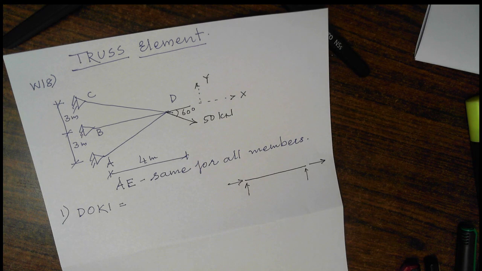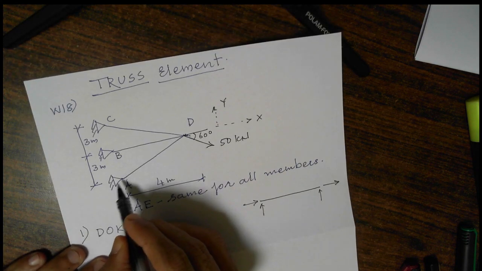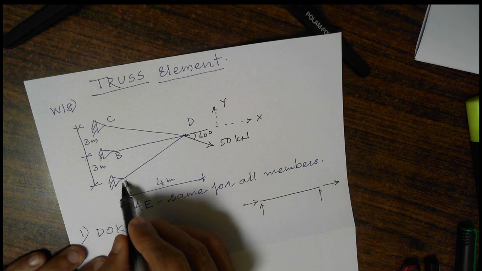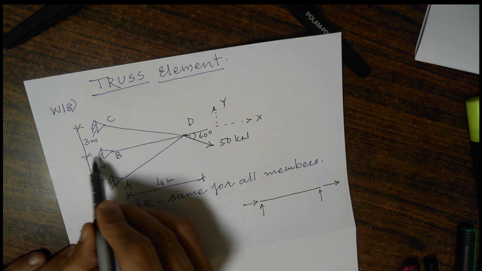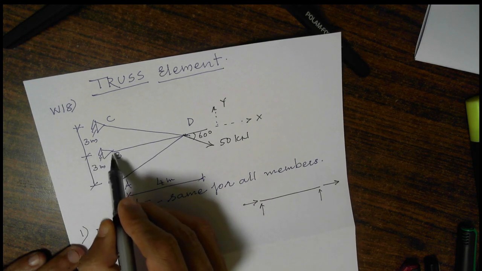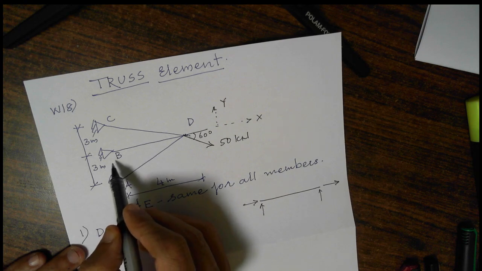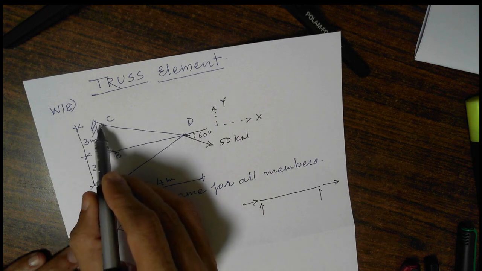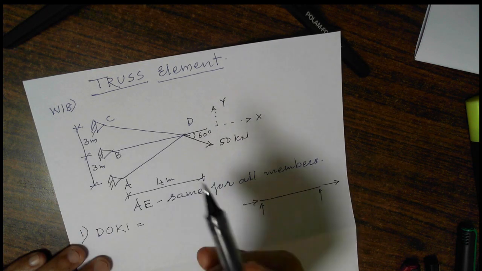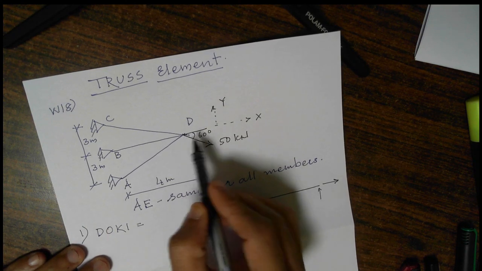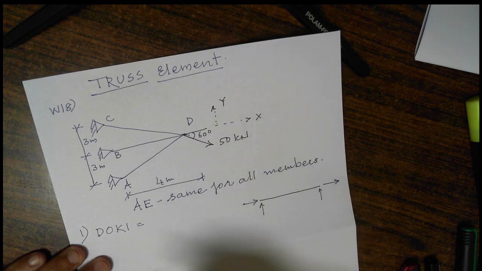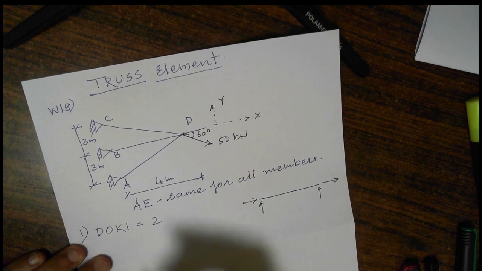Now, how many degrees? At A, it is not possible to displace in x direction, not possible to displace in y direction. At B, it is not possible to displace in x direction, neither it is possible to get displaced in y direction. At C, same case, since the support is hinge support, it is not possible for joint C to displace in x or y direction. But joint D is a free joint. It can displace in x direction, it can displace in y direction. So degree of kinematic indeterminacy is 2.